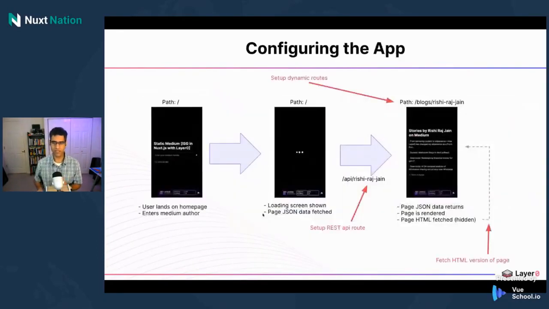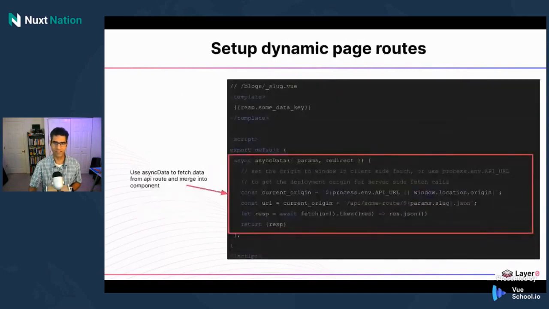And then the second thing we need to do is configure the app. There are three things we have to do here. First, we need to make sure we're using dynamic routes for the user. That's fairly standard, but I'll go through that in a second. Then we need to set up a REST API to power fetching the data from Medium so we can show the stories by that user. And finally, we need to do that HTML fetch at the end so that we can populate the server-side rendered version of the page so that direct access will always be fast.